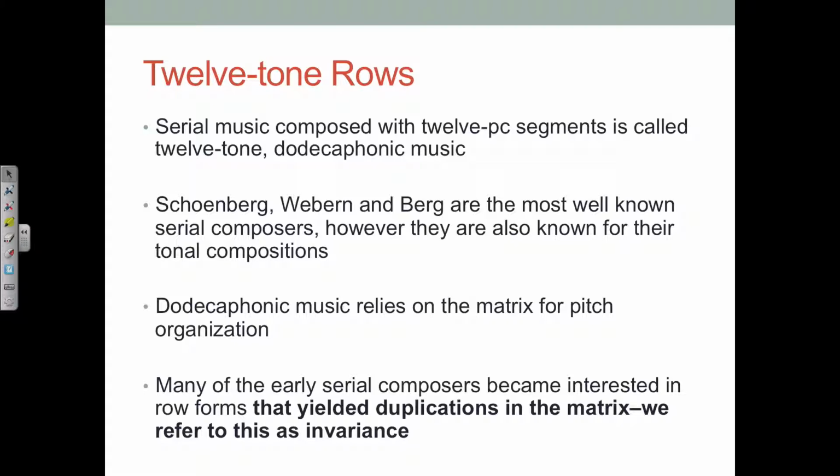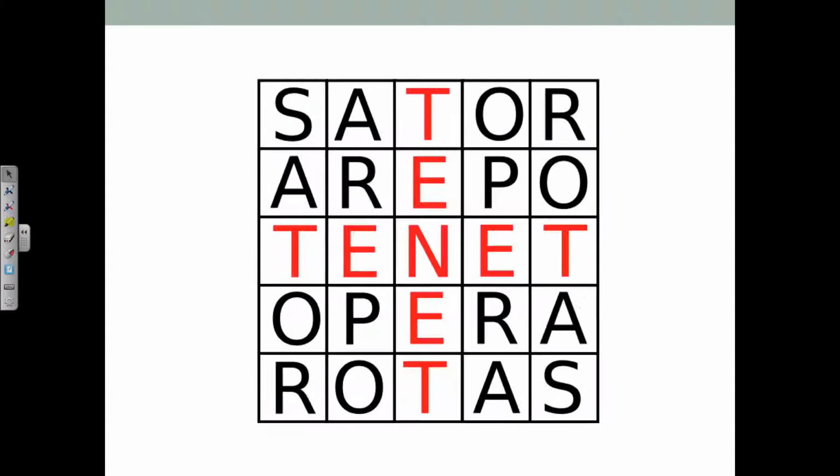Many of the early serial composers became interested in row forms that would create a matrix that had duplications in it. We call this type of duplication invariance. I think if you have a matrix that has 48 unique permutations, from a compositional point of view, it's too much. I think composers tend to like restrictions and working with these restrictions so that they can better organize their music.